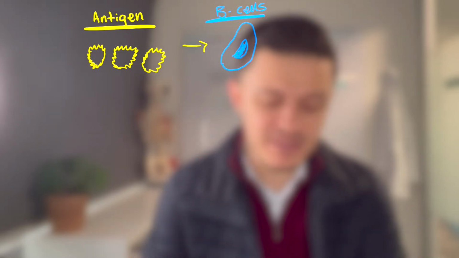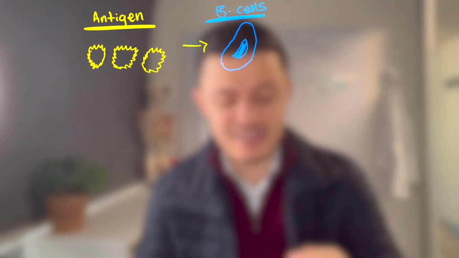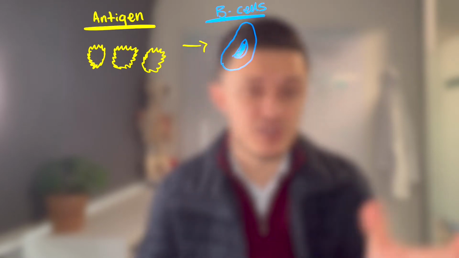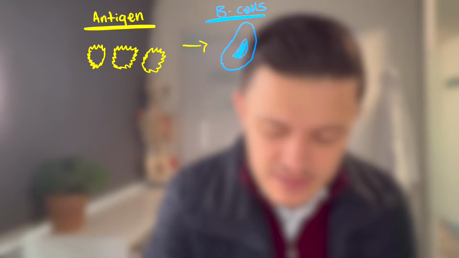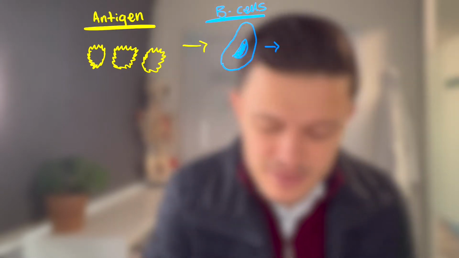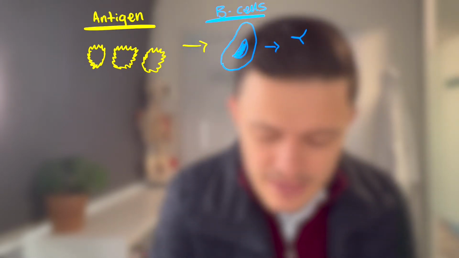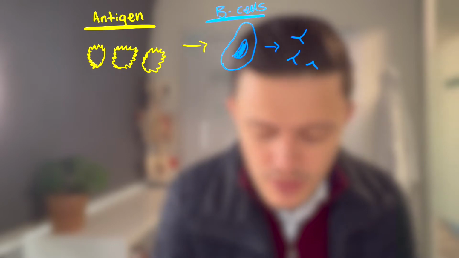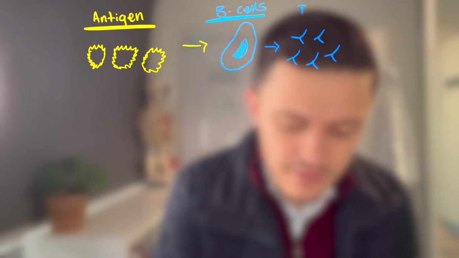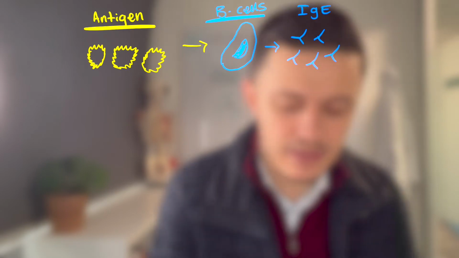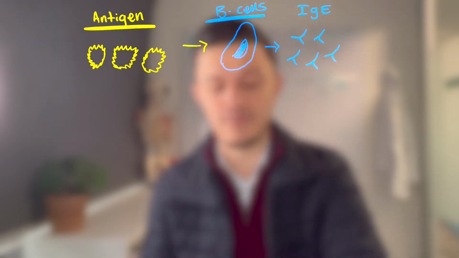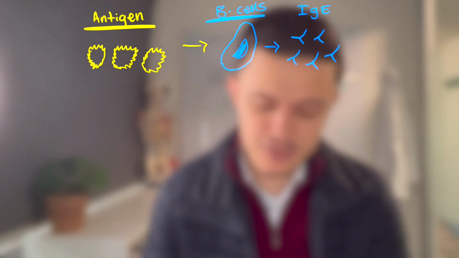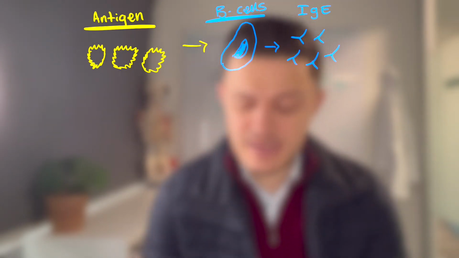So what happens is this antigen comes along and it stimulates the B cells, which are a part of the adaptive immune system, and simply all they do is they start secreting antibodies. Now, specifically, these antibodies are going to be what we call IgE antibodies. So I'm going to write that out, IgE antibodies. Okay, so they're specific to this antigen and this type of immune response, right? So great. So we've got some IgE antibodies floating around.